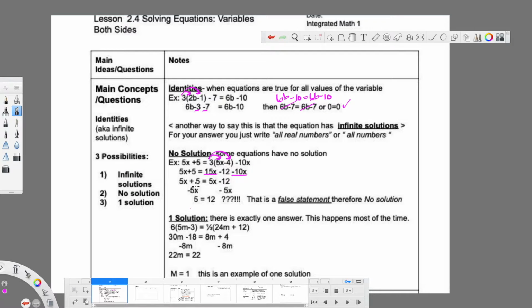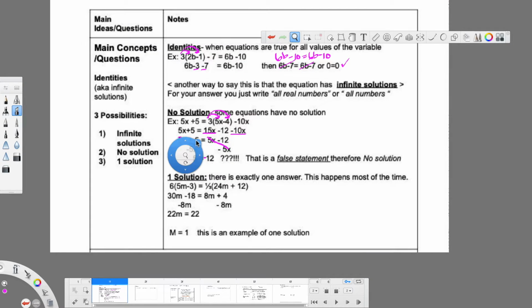Well, if I subtract the 5, really from either side here, it doesn't matter which one, they cancel, right? And we end up with 5 equals negative, the negative dropped away there. It shouldn't have, that should still be negative 12. Well, you should have some questions here. What? That doesn't make sense. 5 does not equal negative 12. So that is a false statement, therefore there is no solution. So if it's a true statement, that means infinite solutions. If it's false, no solution. One solution is definitely our common one, where we have exactly one answer.